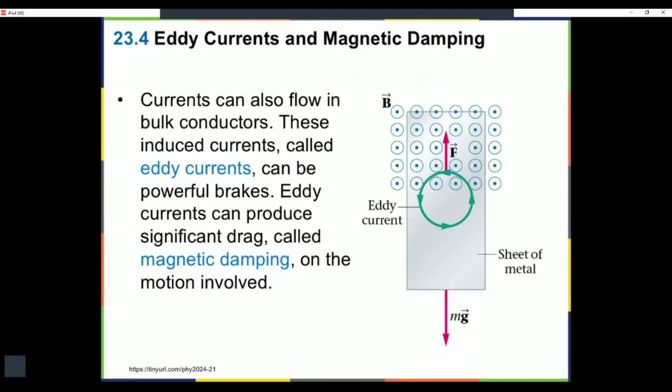So the metal does not like that, and you'll have an induced eddy current that opposes the motion. If this sheet is moving down, the magnetic field from the eddy current will be going in the upward direction, to oppose that change. This has a lot of applications.